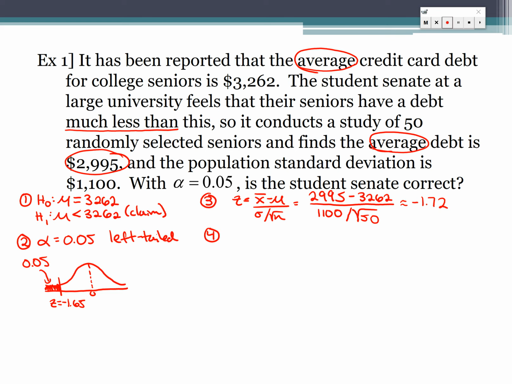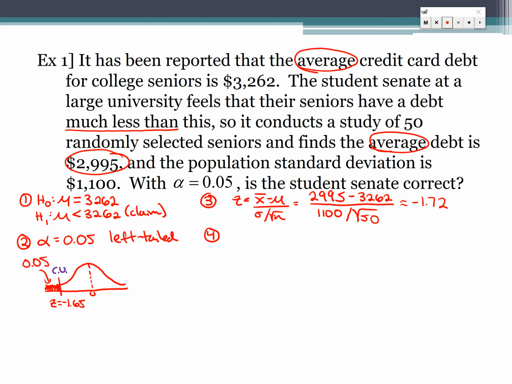Step 4. Now we're going to make the decision to reject or not reject. If we look on our diagram, and you wouldn't necessarily have to draw out a diagram every time, you don't have to draw the distribution every time. For me, it helps me decide when to reject or not reject. I'm a visual person, I like to see it. So here's our critical value at negative 1.65.